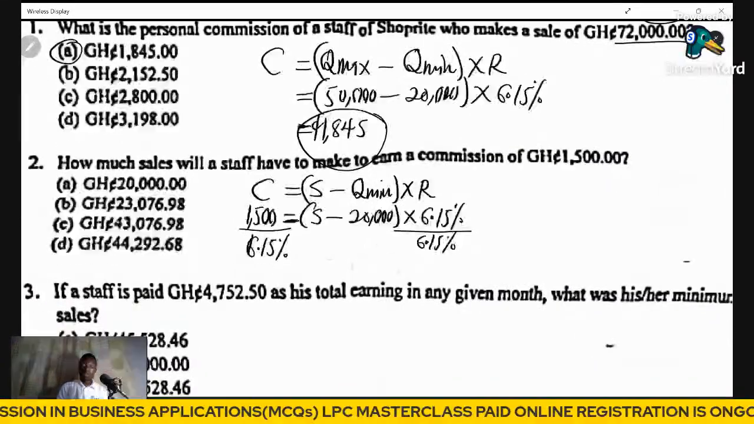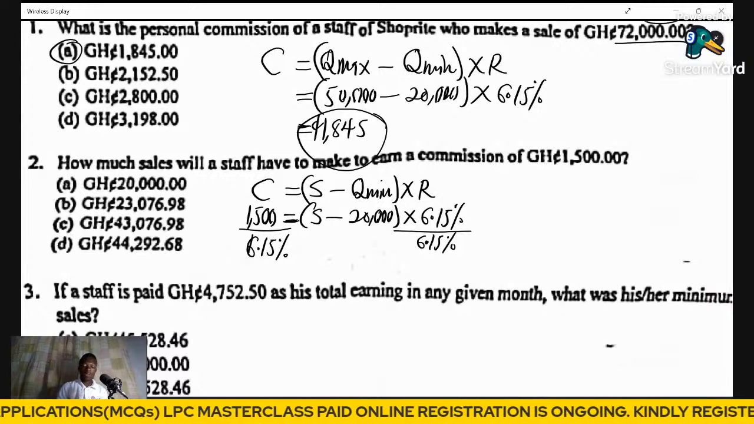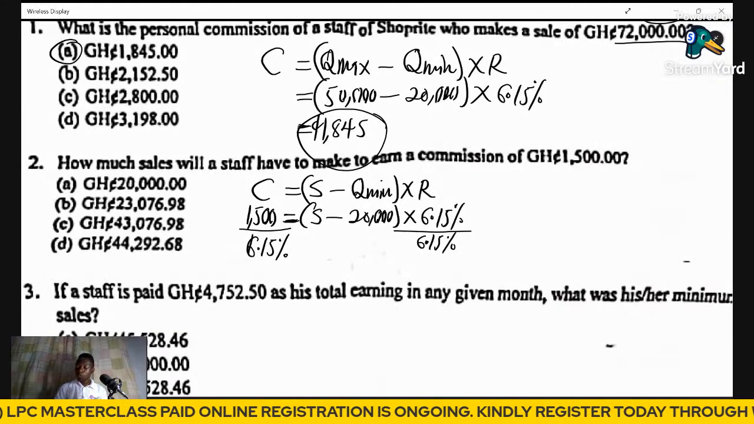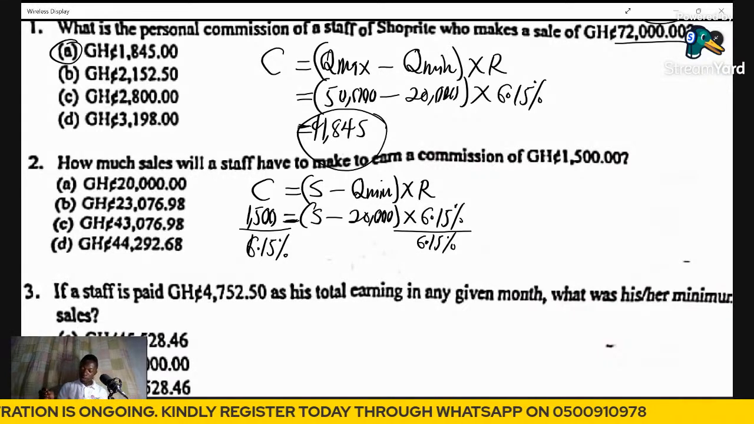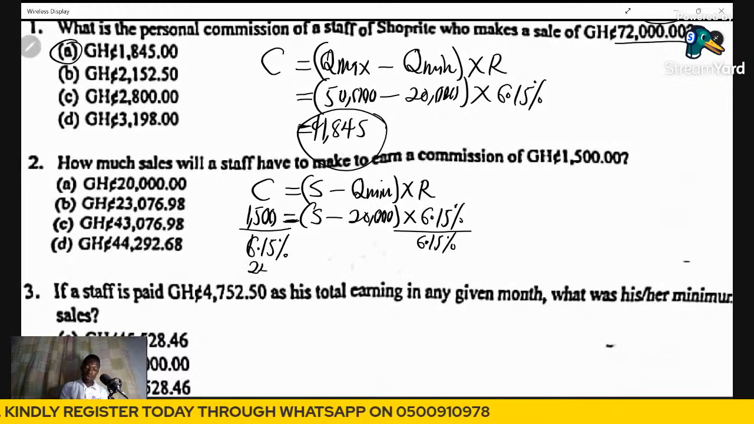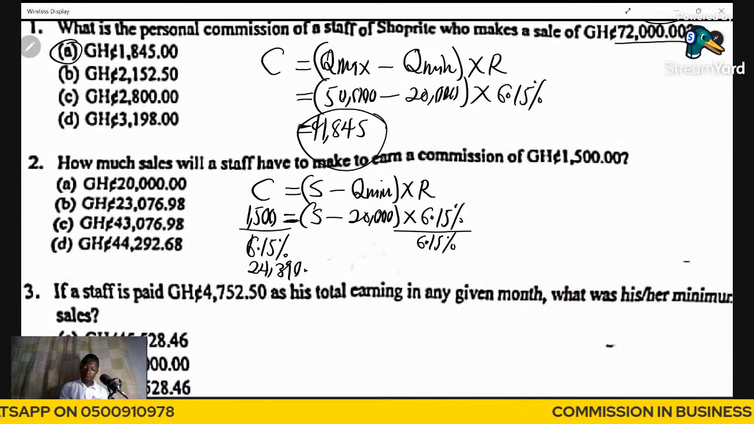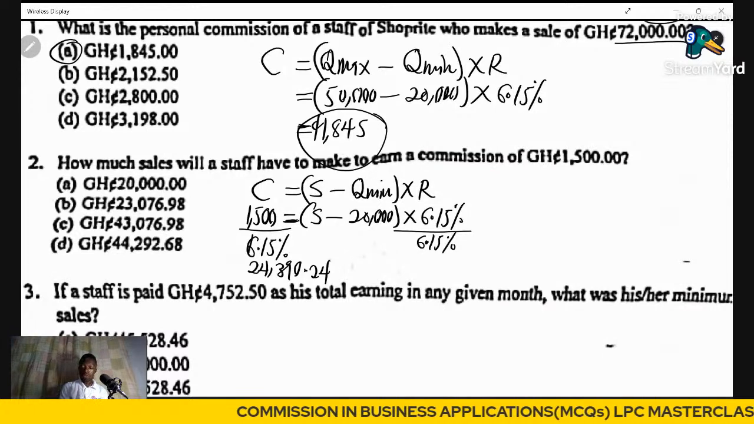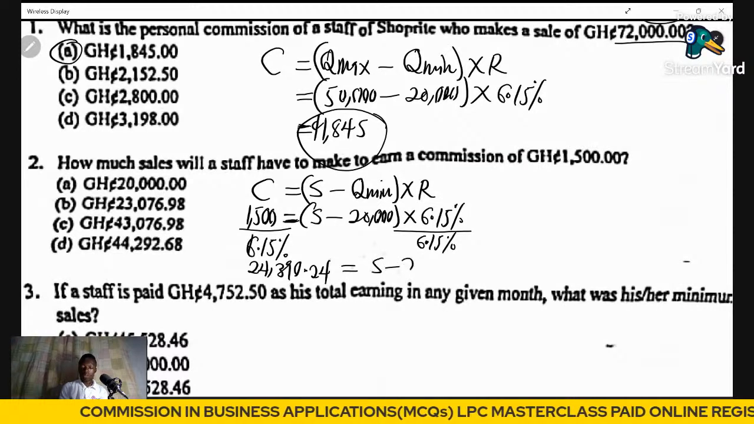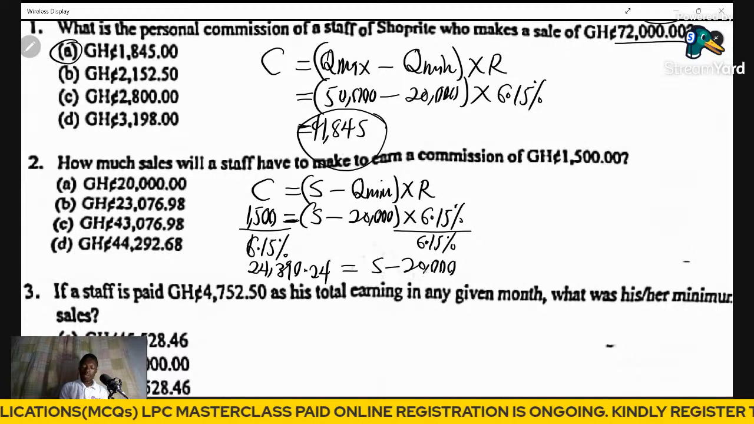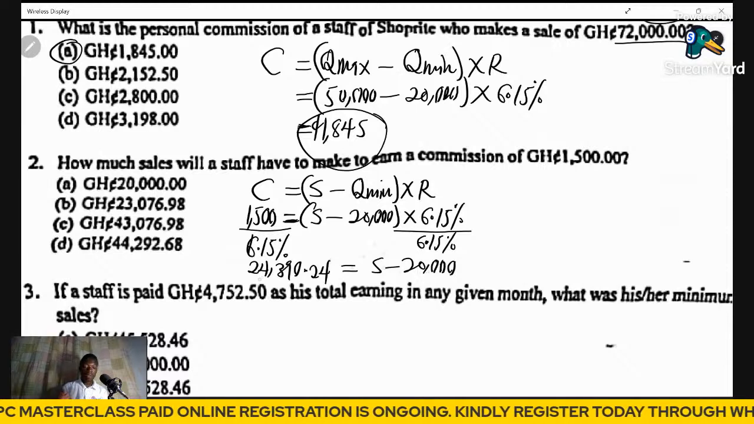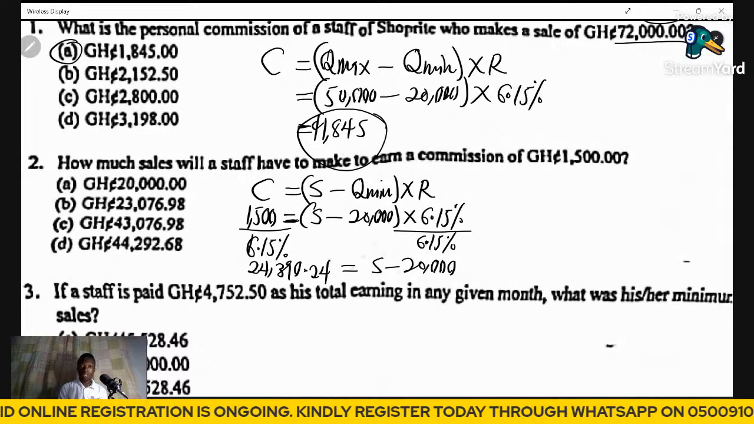So when you divide 1,500 by 6.15%, you should be able to get a round figure, in terms of two decimal places, equal to 24,390.24. That's what you should get on this side. And that should be equal to sales minus what? The minimum quota. So now I want to solve for what? X. So the 20,000, which is negative, will join the 24,390, right? So that becomes positive since it's negative here.